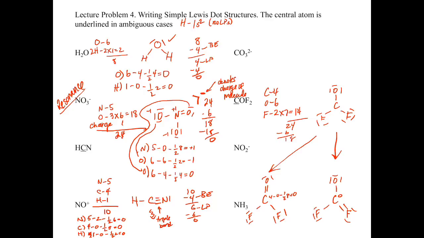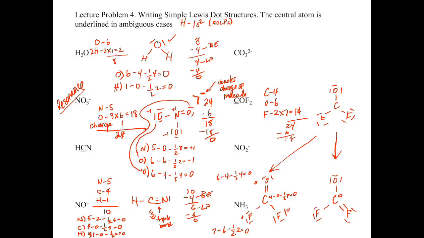So in this case, if we do formal charge for the oxygen, this is going to be 6 minus 4 minus 1/2 of 4, which is going to equal 0. So this guy gets a 0 formal charge. And let's look at the fluorine in this case. This is going to be 7 minus 6 minus 1/2 of 2. So that's also going to be a 0.